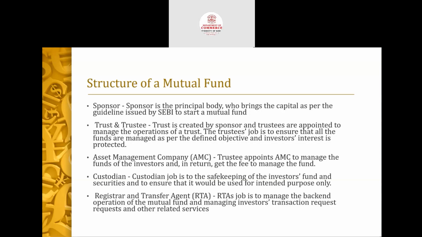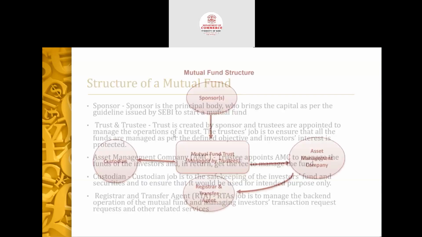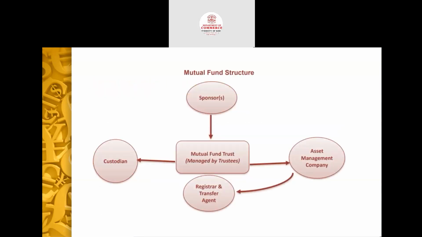So this is a diagram showing it. The sponsor sets up the mutual fund trust. The trustees manage the trust. The trust appoints two parties, the custodian and the AMC. Custodians safekeep the securities. AMCs manage the assets. And we have the RTA, registrar and transfer agent, for accepting subscription orders or redemption orders. So these are the parties in it.